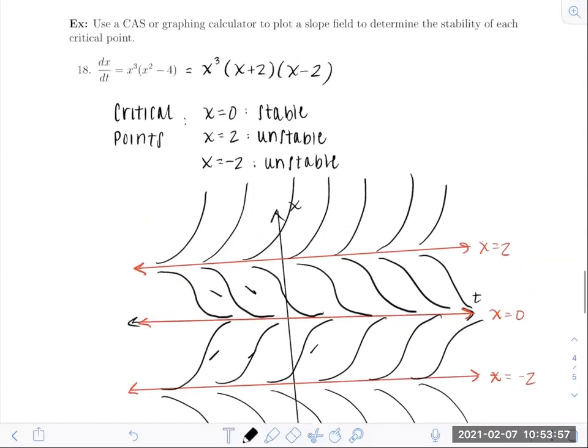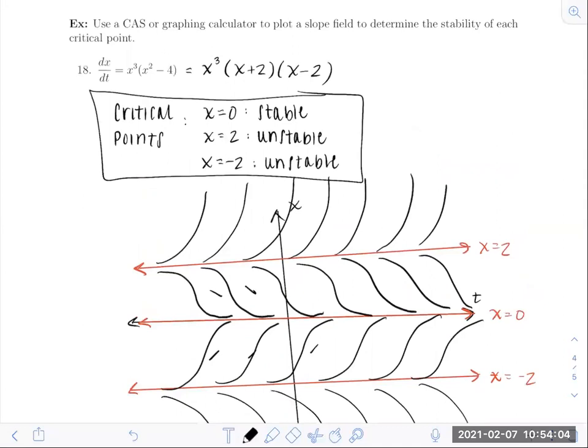All right, so this is the classification of our critical points. So make sure you feel confident identifying the critical points and their stability. All right, that's all for section 2.2.